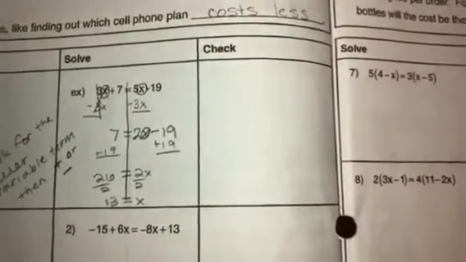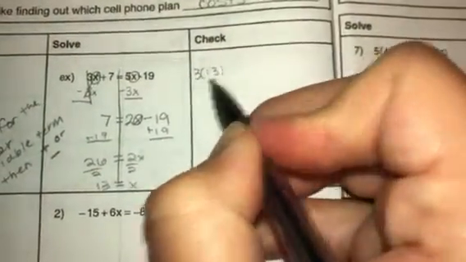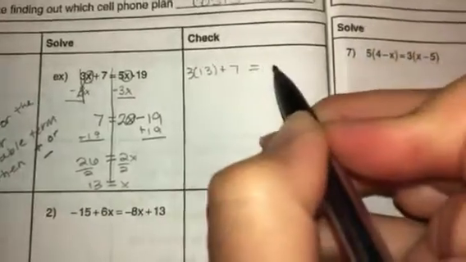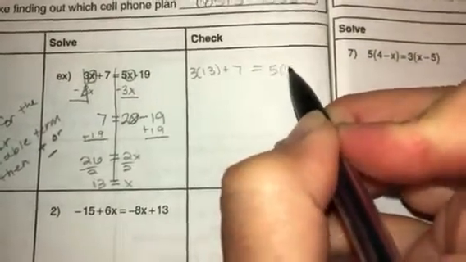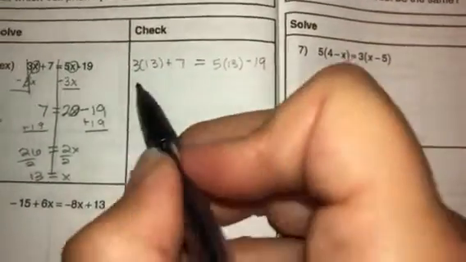Now, if we want to check our solution, we can always plug that in. 3 times 13, what we said x is equal to, plus 7 should equal 5 times 13 minus 19. So don't forget to check your solutions.